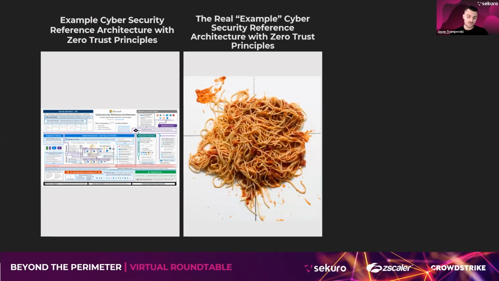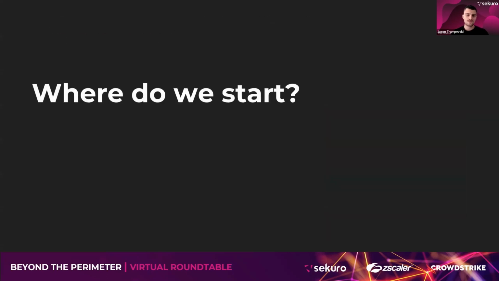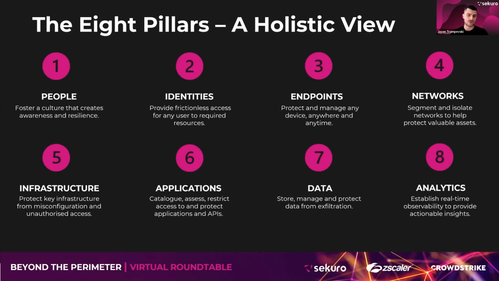I think what the market and vendors are trying to do is just make the complex look simple. But in actual fact, because it's so far from the truth, it's making everything really confusing and difficult to understand. So where do we start? We actually need to start everywhere. If you take a holistic approach to zero trust, it is a large architecture, and it all starts with the human element, the people.